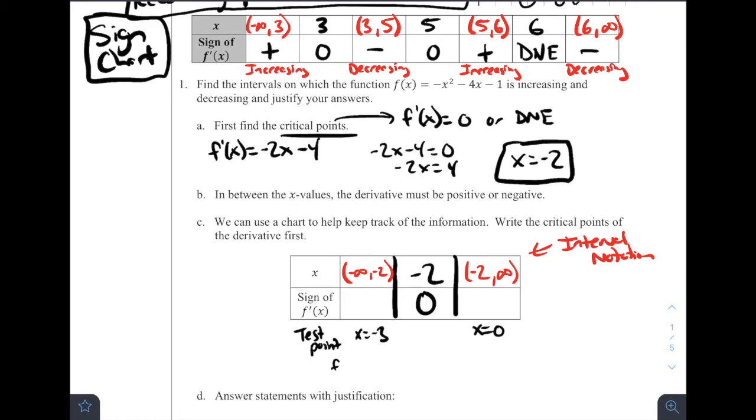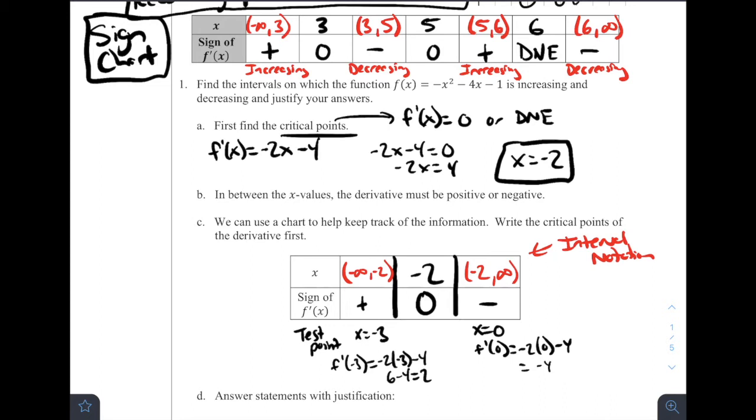So if I do that, f prime of negative 3 is equal to negative 2 times negative 3 minus 4. 6 minus 4 is equal to 2, and that is positive. So it's going to get that little plus sign there. Here, if I do f prime of 0, that's negative 2 times 0 minus 4, so that is negative 4, and that's clearly negative, so we're going to get that minus sign there.